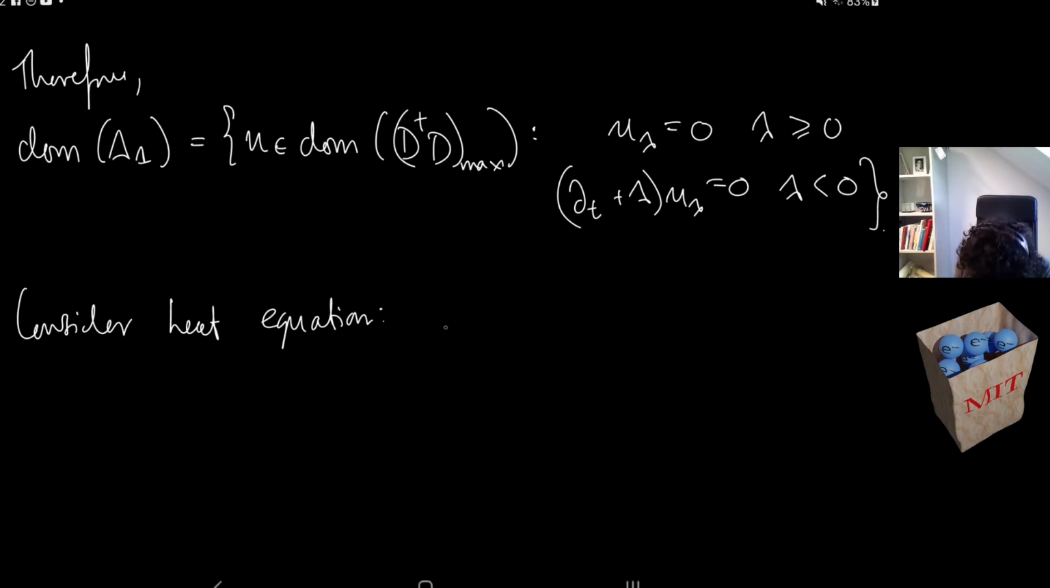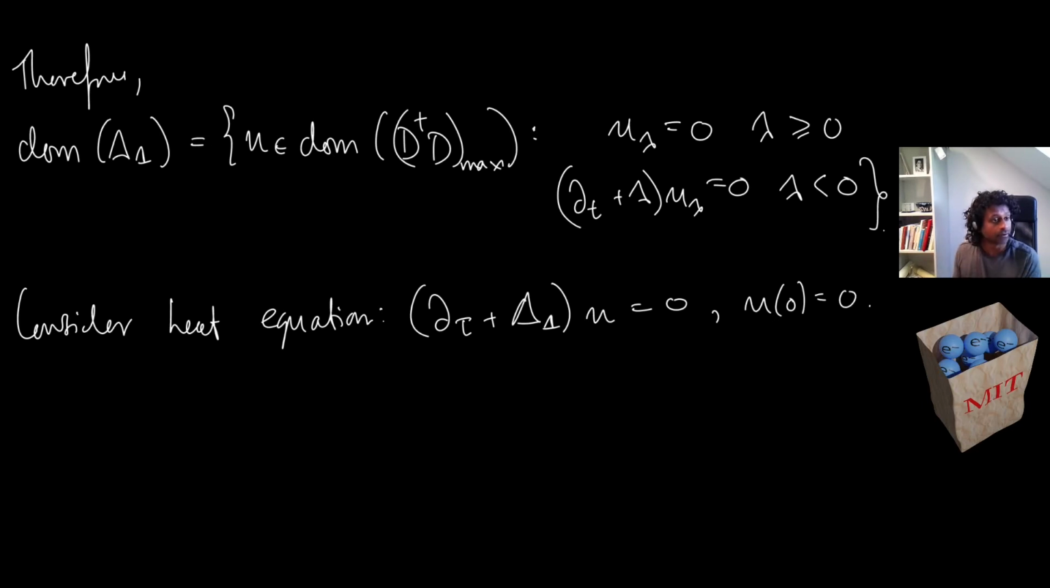So the heat equation is ∂_τ + Λ₁ u = 0 with u₀ = 0, say, or u₀ equals u little naught. Okay. So now let's expand this again in terms of this eigenbasis. So what do we have here?